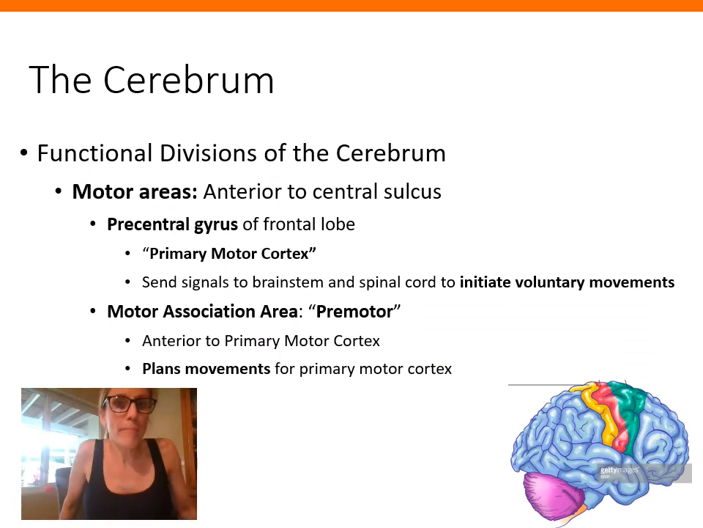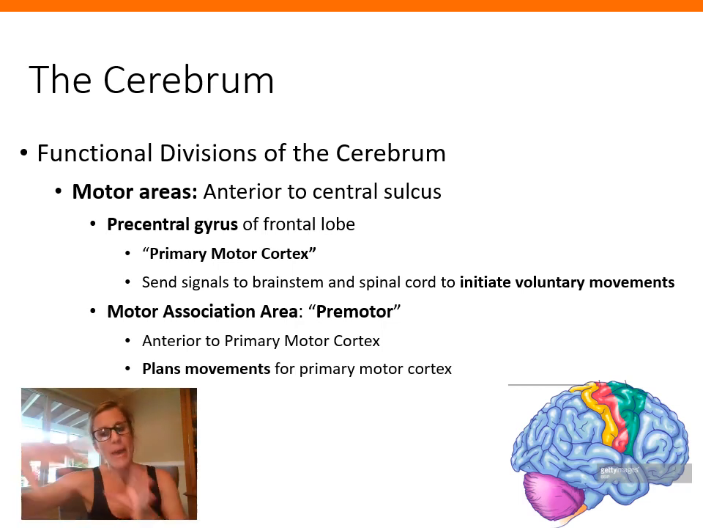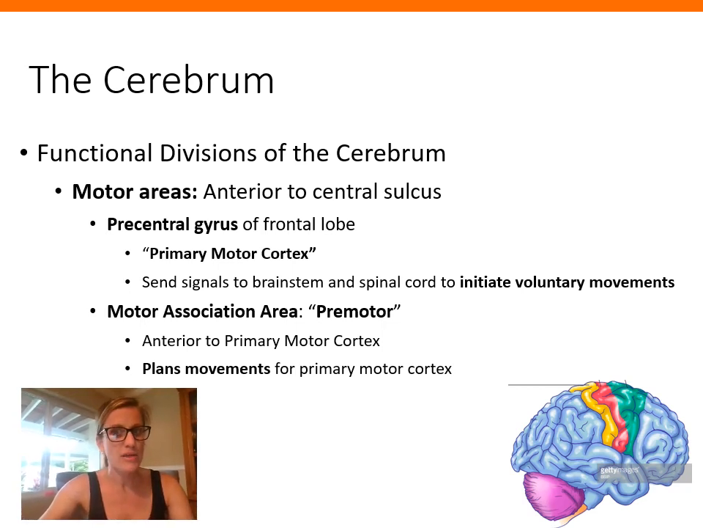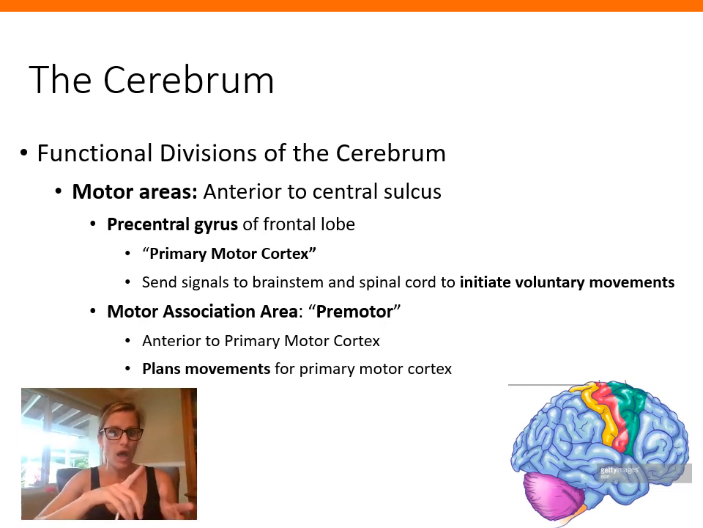If we move back from the prefrontal cortex, we get to the motor areas of the brain, and then back further than that, we'll get to the sensory areas. Directly behind the prefrontal cortex are the motor areas. We have the premotor area and the primary motor area, or primary motor cortex.